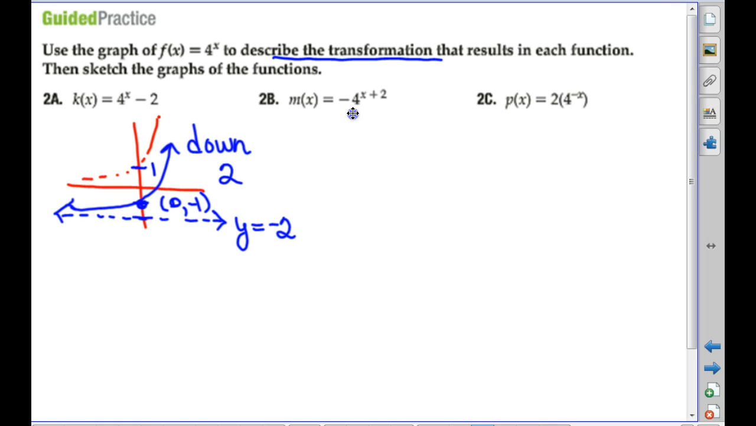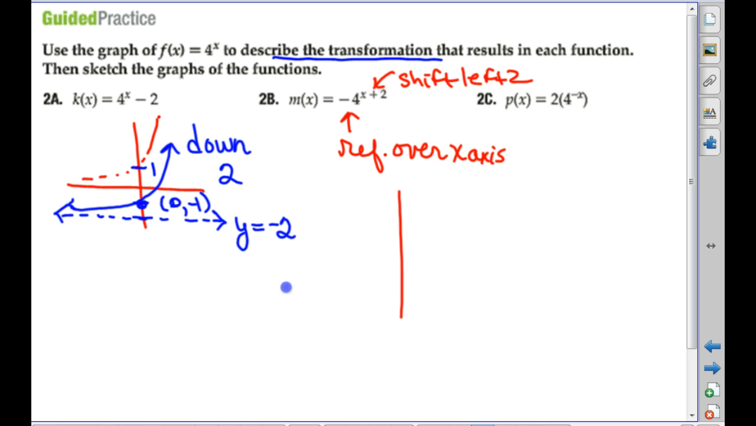For 2b, two things are happening. This negative out front will reflect over the x-axis. But what is the plus 2 here going to do? Shift it which way? Yep, left 2. So, if this was our original function, okay, not the new one, the new one is going to reflect upside down and then shift left 2.